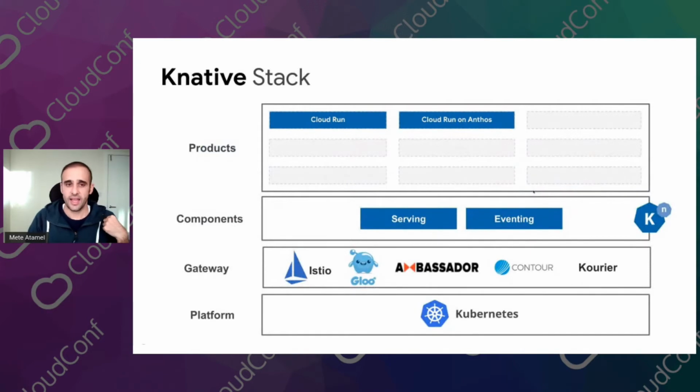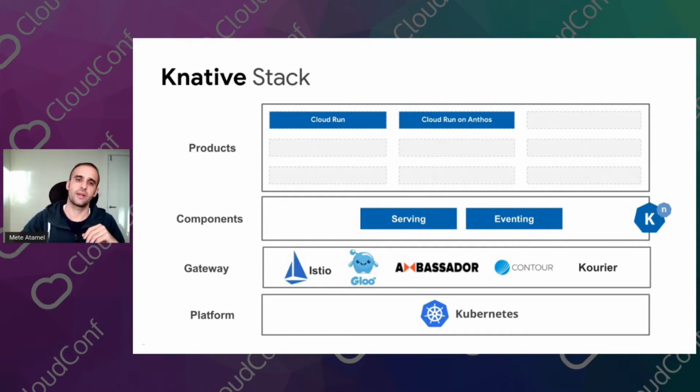Now, the Knative stack looks like this. At the bottom layer, you have Kubernetes. That's the platform that runs containers. But as you know, Kubernetes is not serverless. You have nodes, and you need to create pods and deployments and things like that. So that's why you install on top of Kubernetes a gateway, like Istio or Gloo or Ambassador. That's a prerequisite for Knative. And the gateway basically figures out how to get traffic to your containers. So how do you connect outside traffic to your containers?